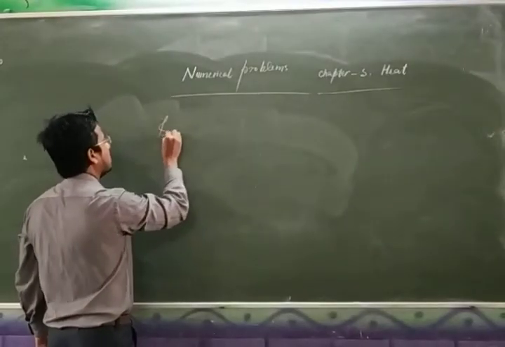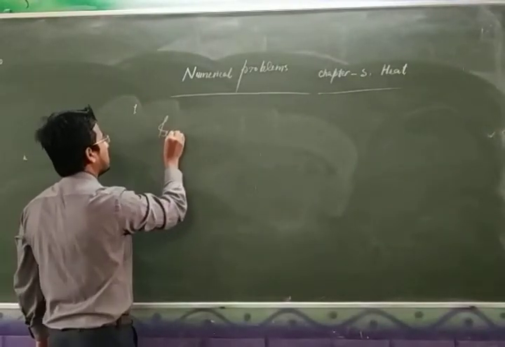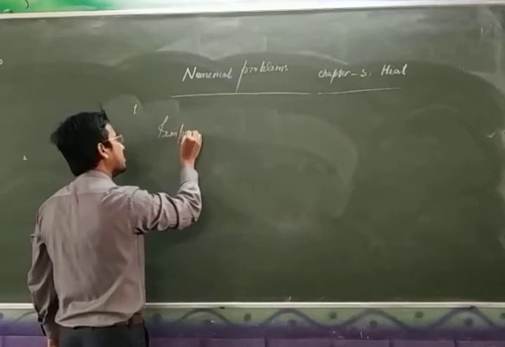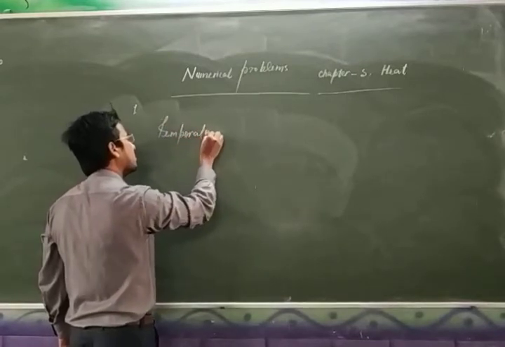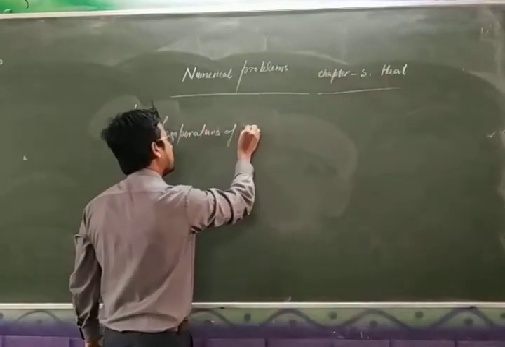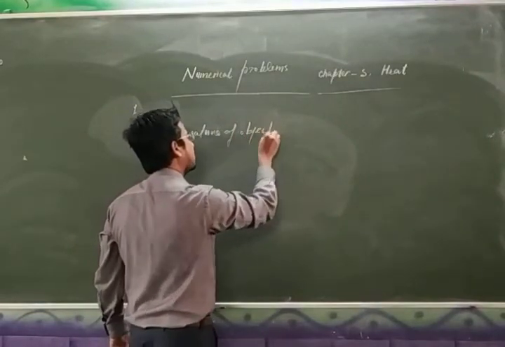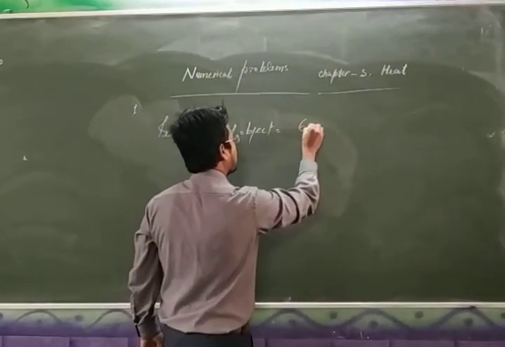Numerical first: the temperature of an object is 60 degrees Celsius. What is its temperature on the Fahrenheit scale? So how do we solve? Numerical first is: temperature of object is equal to 60 degrees Celsius.